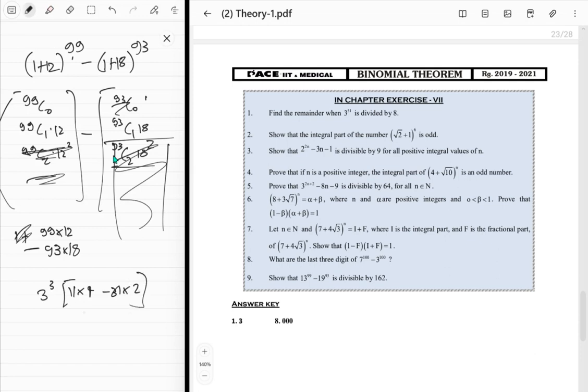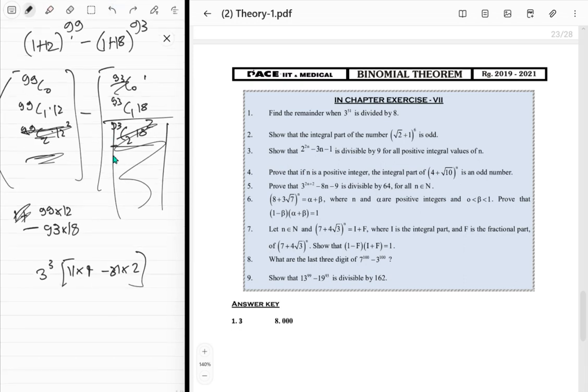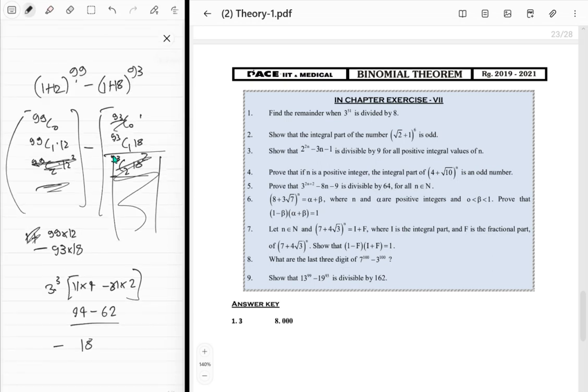Yes. Now this thing must be a multiple of 3. That's all you have to prove, which is easy. It's going to be 44 minus 62. Is this a multiple of 3? That's all you have to prove. So it's just going to be negative 18, and yes, it's a multiple of 3. Done. 3 power 3 times something that is a multiple of 3 gives 3 power 4. So you are done.